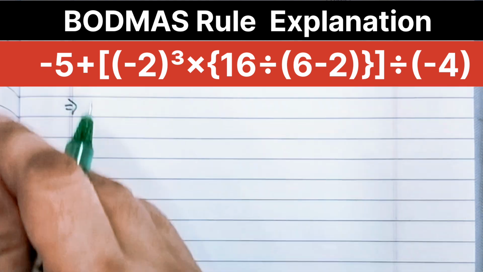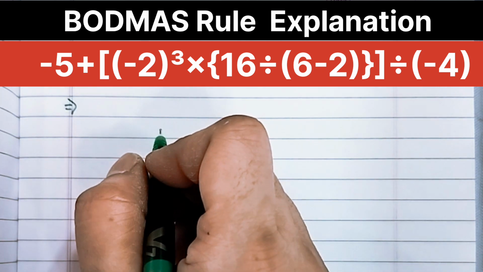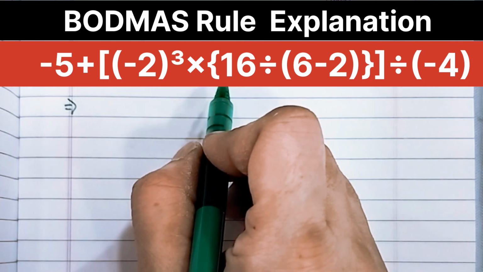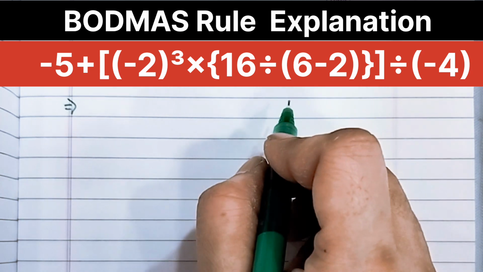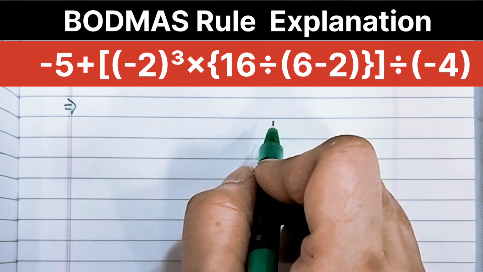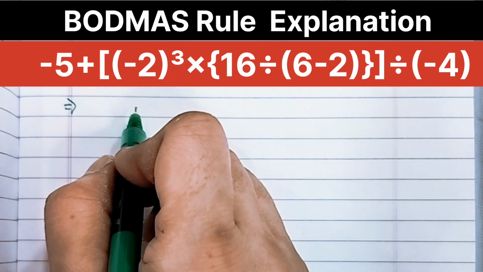Now step 1, we'll break this expression down step by step. In step 1, solve the innermost parentheses. As you can see, there is a small bracket here. Why are we doing so? According to BODMAS, we must always start with the innermost brackets first.